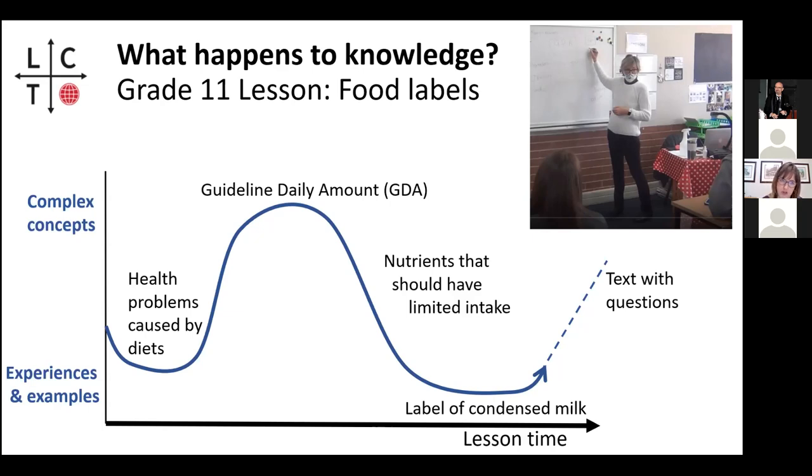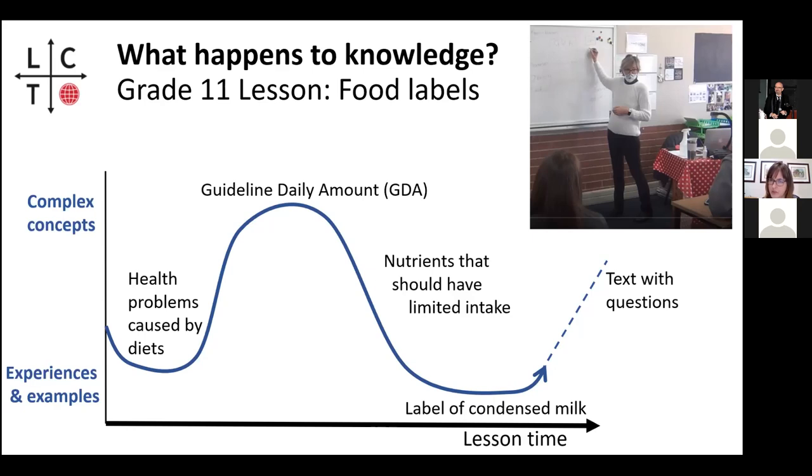And the teacher started looking at health problems caused by diets, looked at why it was necessary to bring in this thing on a food label called a guideline daily amount. They then started to unpack which nutrients should have limited intake and would need to be on those labels. They then looked at an example, an actual tin of condensed milk and the labels. And then the teacher gave them a task with a text and questions where they put all this knowledge together.